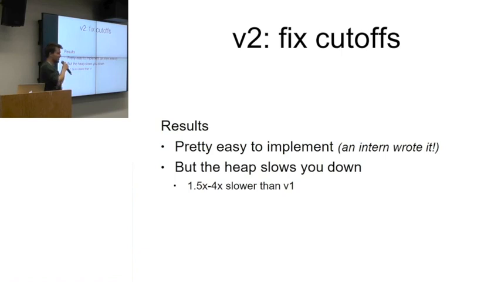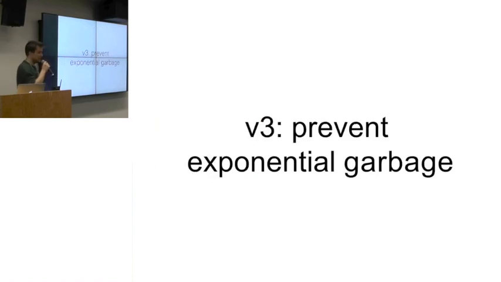Like in this particular case, the heap slows you down between 1.5 and 4 times. So you've now started off with a version 1 which was sort of naive and broken in some ways, and you tried to improve it, but your performance actually kind of degraded. And there's a second problem even, which we haven't yet addressed, which is exponential garbage.